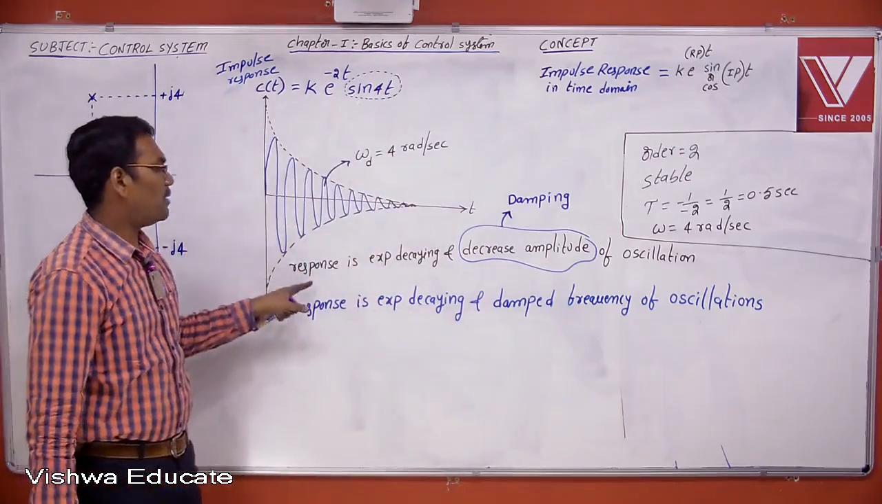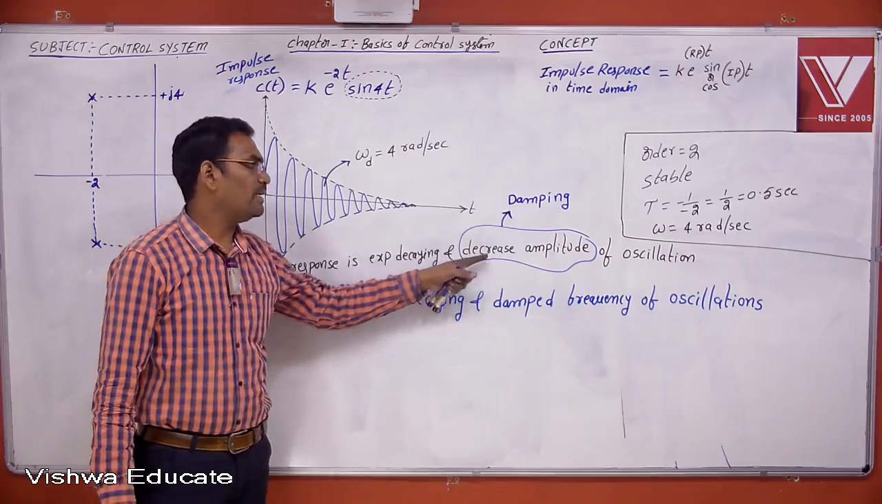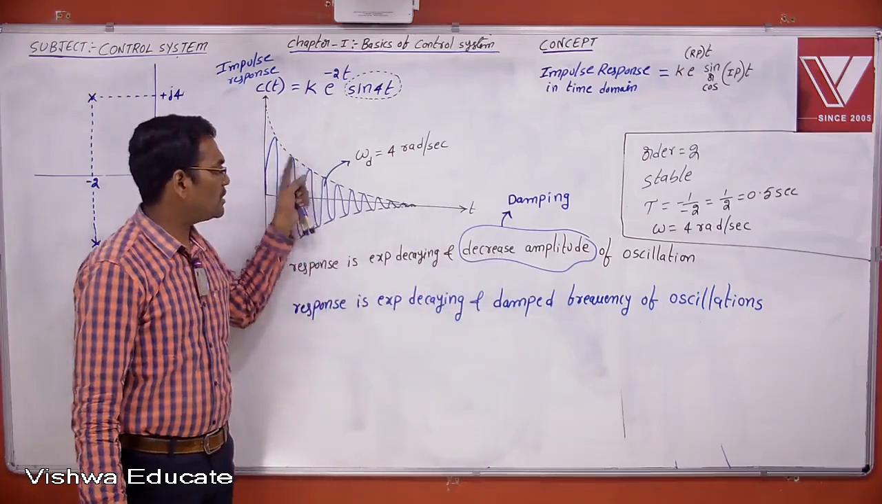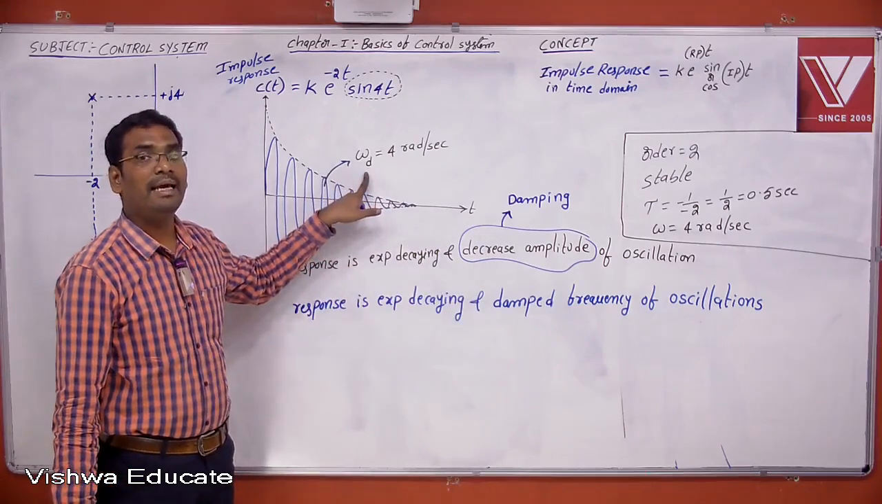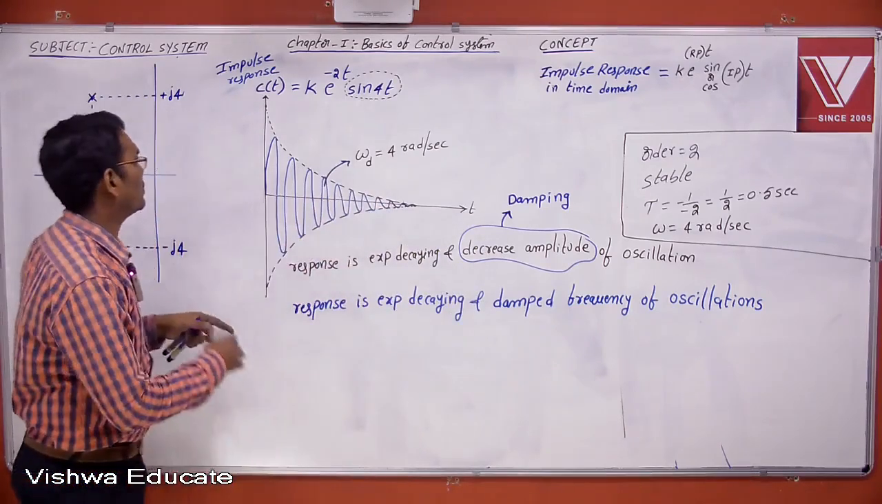Now, this is the response, which is exponentially decaying with decreased amplitude of oscillation. This decreasing amplitude means damping. That's why this frequency of oscillation is called the damped frequency of oscillations.